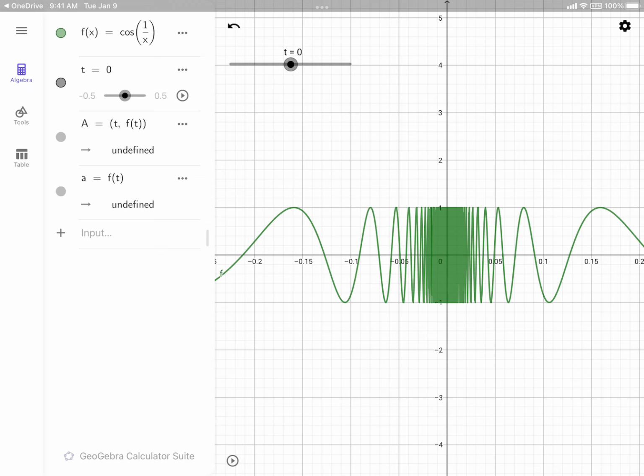So this is an example of a function that does not have a limit when x approaches 0. And it does not have a one-sided limit, neither a left side limit nor a right side limit, because this phenomenon of oscillation between -1 and 1 happens on both sides. Keep this function in mind. This is an important example.